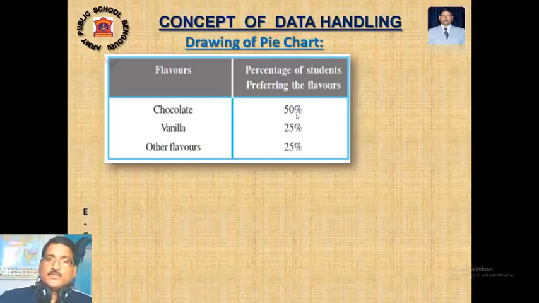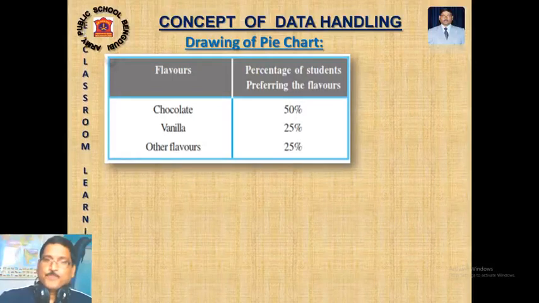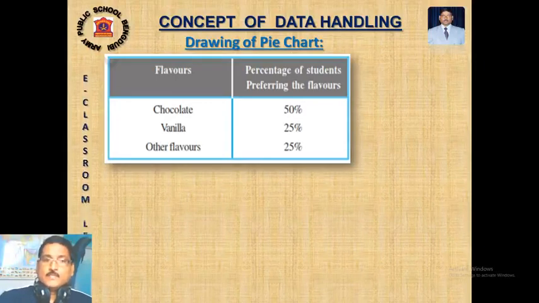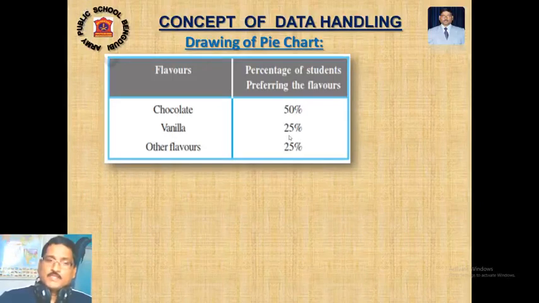Now they are saying to convert the information to a pie chart in terms of degrees. Percentage is given, so we have to represent it in degrees. So 50% means 50 upon 100. If we would like to convert into degrees, I have to multiply by 360 degrees. Then whatever the result is, that is for chocolate. Similarly, vanilla 25%, 25% means 25 upon 100, and then multiplied by 360, whatever the result is, that will be for vanilla. And other flavors also 25%.